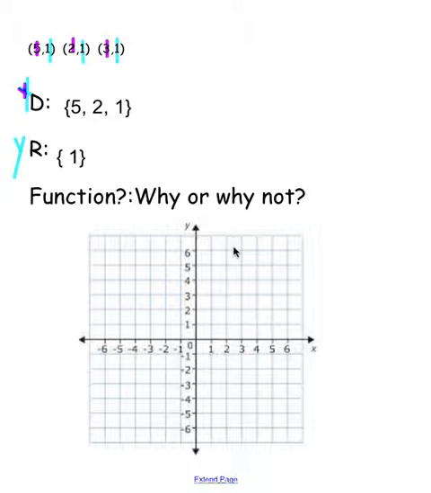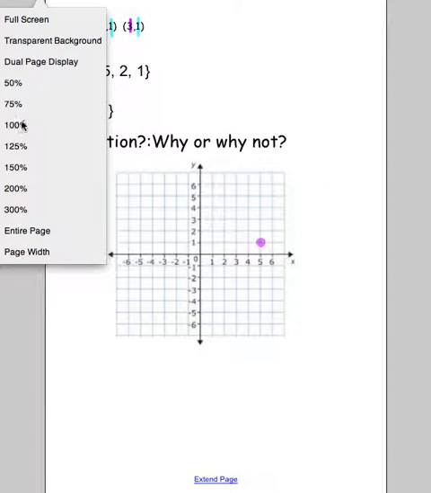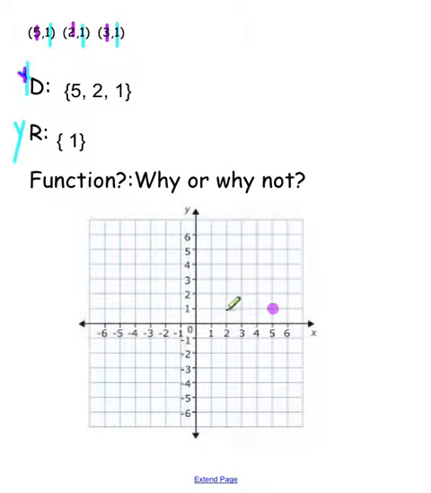With this graph, they want me to do the vertical line test, so I'm going to go ahead and plot these points. 5, 1: over 5 up 1. 2, 1: over 2 up 1. And then 3, 1: over 3 up 1. Now I'm going to pull out my line and put my vertical lines in. I only hit 1 point, 1 point, 1 point. Is this a function? Yes, it is.